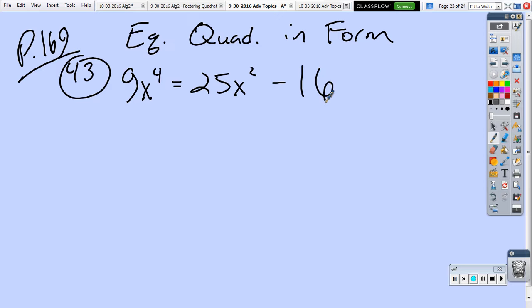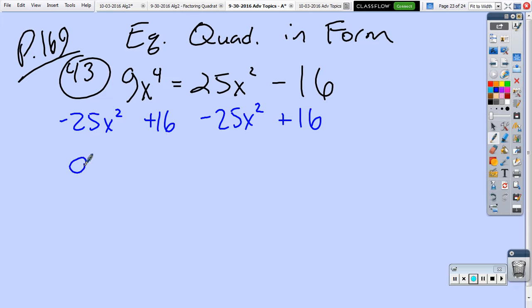What I would do is I like my largest coefficient of my largest term, the x squared, to be positive. So I'm actually going to subtract 25x squared and add 16, just because it's more convenient when this guy's positive. So plus 16 minus 25x squared to each side. That would give me 9x to the fourth minus 25x squared plus 16 is equal to 0.